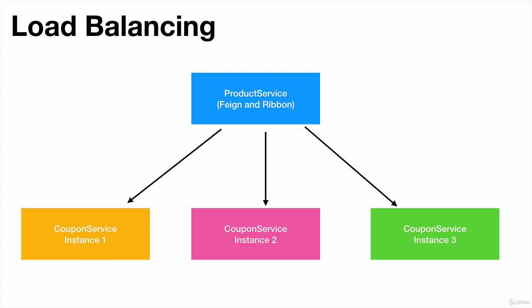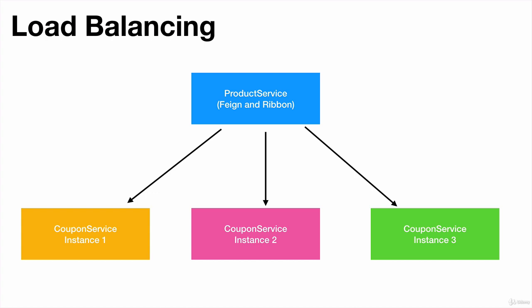So instead of all the clients calling into the same instance, the load should be distributed across these multiple instances of microservice running. Here we have product service, which can make the first call to the coupon service instance running on the first server. Then the next request will go to the second server and so on.